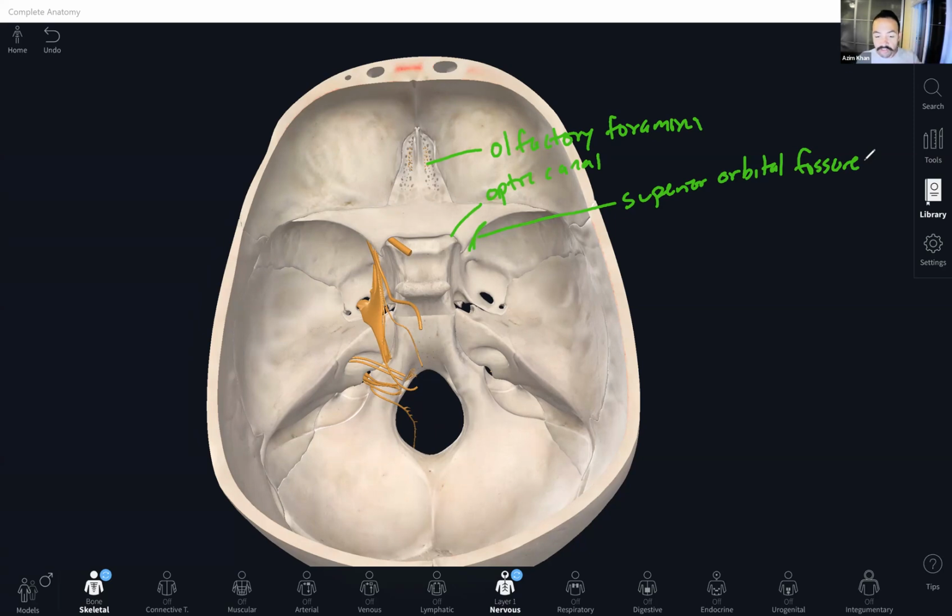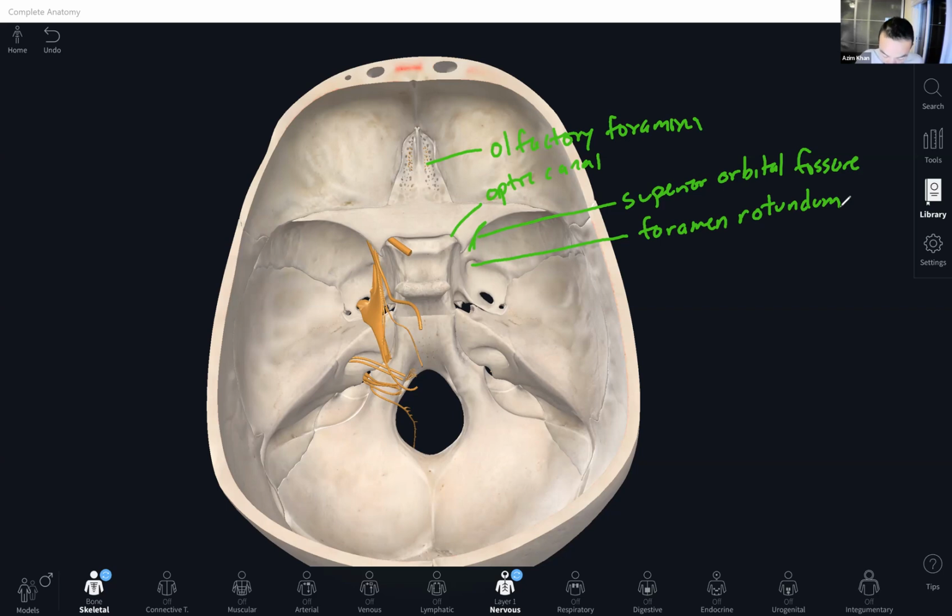Just posterior to the superior orbital fissure is this hole that you can see right here. And this is foramen rotundum. Rotund means big and round. It's kind of big, kind of round. I mean, so are all these holes, but that's what it's called, foramen rotundum.